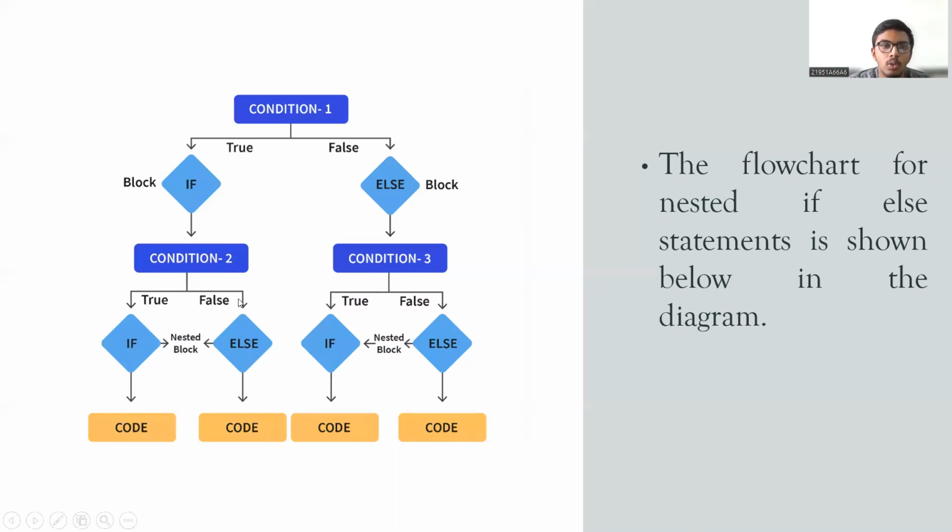Next, this is the true condition. This is the false. False means it goes to else. This is the block. Condition 3, true, false. If else, nested block, and the code executes. The flowchart for nested if else statements is shown below in the program. We have if else, condition 2, 3, the nested block and the code. At last it executes.